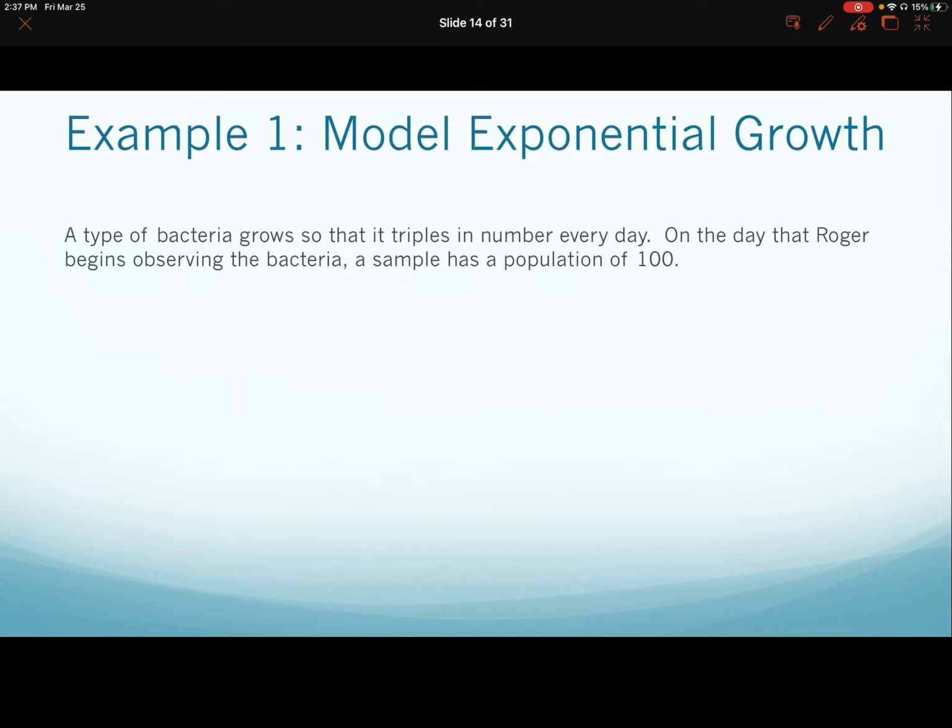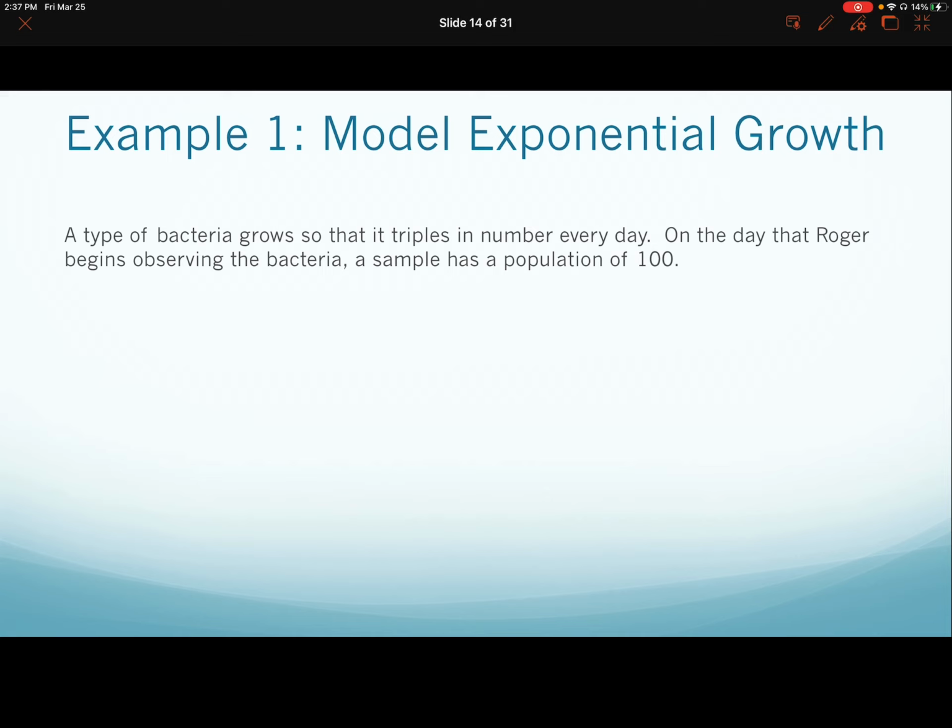Hi, welcome back to our third video for 3.1, the nature of exponential growth. In this video, we're going to do an example of exponential growth, an example that commonly comes up in real life scenarios. And as we go through this chapter, you'll continue to see more applications of exponential growth.